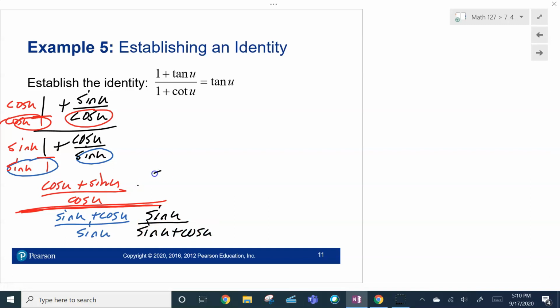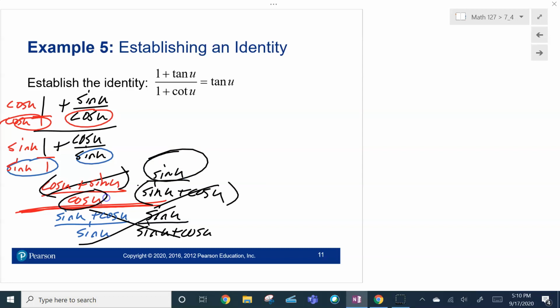And notice cosine u plus sine u, this and this, same thing, right? Isn't 2 plus 3 the same as 3 plus 2? Sure. So I'm just left with sine u over cosine u, which is tangent of u. There we go. That's what I was trying to show, tangent of u. It whittles down. We established the identity there.